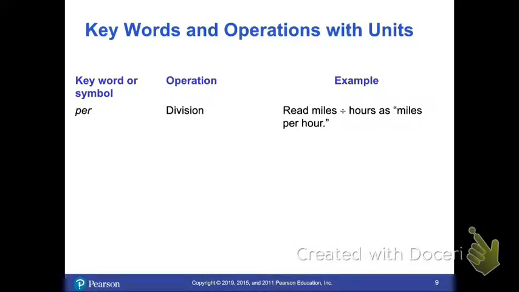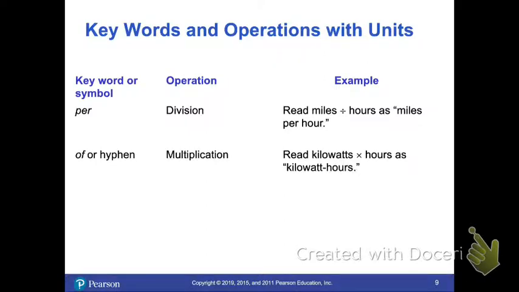So when we're talking about these units, we're going to think about some key words that will come up. So I just mentioned that per, when we hear the keyword per, then the operation is division. And so, for example, it might be miles per hour, means I'm dividing miles divided by hours. Okay. If I see of or a hyphen, okay, of means to multiply. And so if we read this one, it says kilowatt hours. We just read this kilowatt hours. It means that I'm multiplying the kilowatts times the hours.